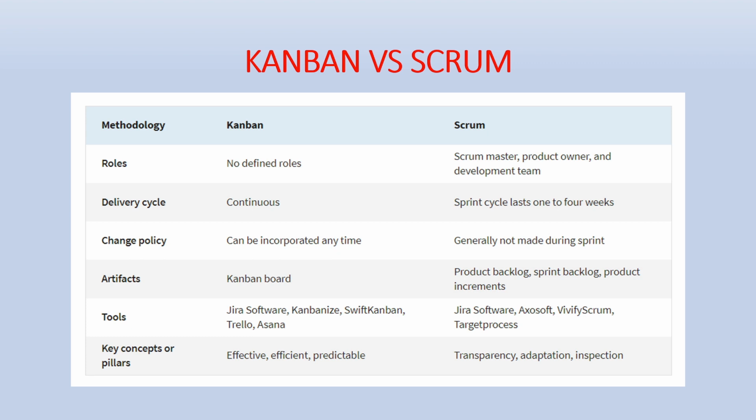Tools for Kanban: Jira software, Kanbanize, Swift Kanban, Trello, Asana. Trello is a free software, so anybody can use it. And for the Scrum, Jira, Axosoft, Vivify Scrum, Target Process, Zoho can be used. Key concepts or pillars: effective, efficient, and predictable for Kanban, and for Scrum, transparency, adaptation, and inspection.